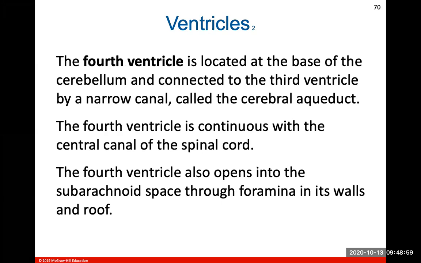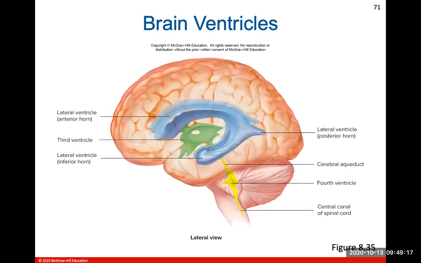It's connected to your 3rd ventricle by a narrow canal, which we call the cerebral aqueduct. The 4th ventricle will be continuous with the central canal of the spinal cord. The 4th ventricle also opens into the subarachnoid space through foramina in its walls and roof. So here's where the brain ventricles are located. They're filled with cerebrospinal fluid.